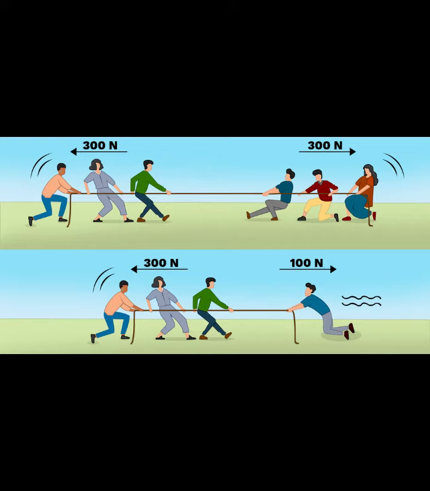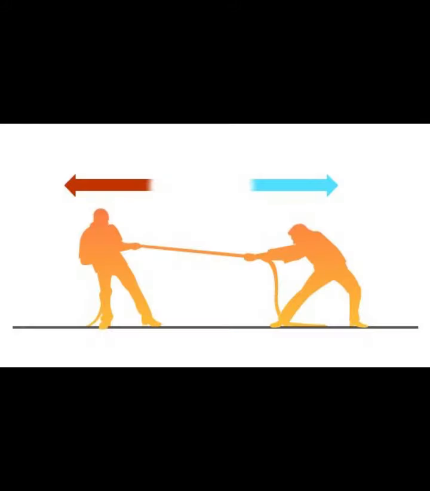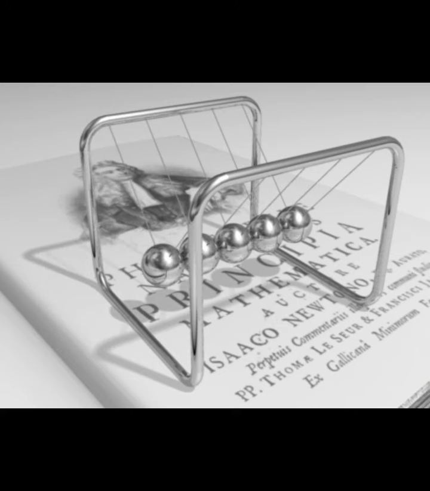First, action and reaction forces are equal in magnitude but oppositely directed. Second, action and reaction forces are acting on two different bodies and will never cancel out. Lastly, forces always come in pairs. In simpler words, in every action, there is an equal and opposite reaction.